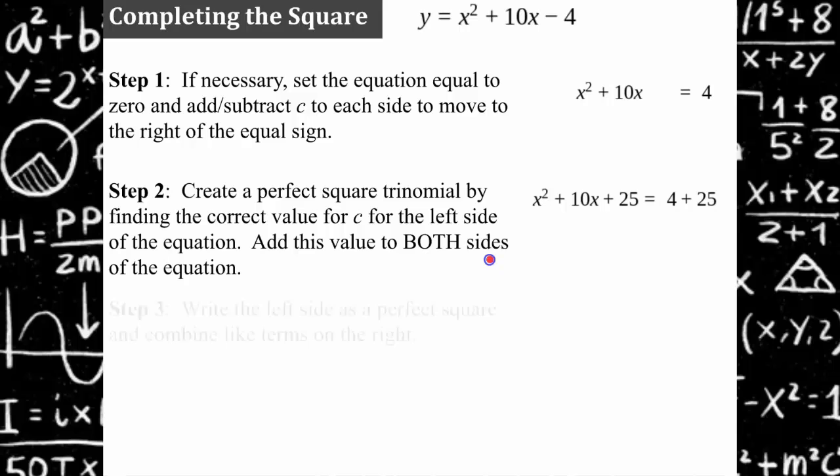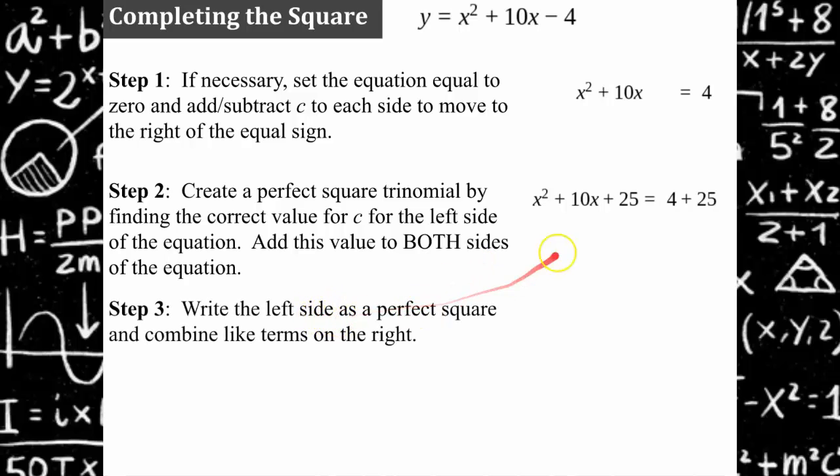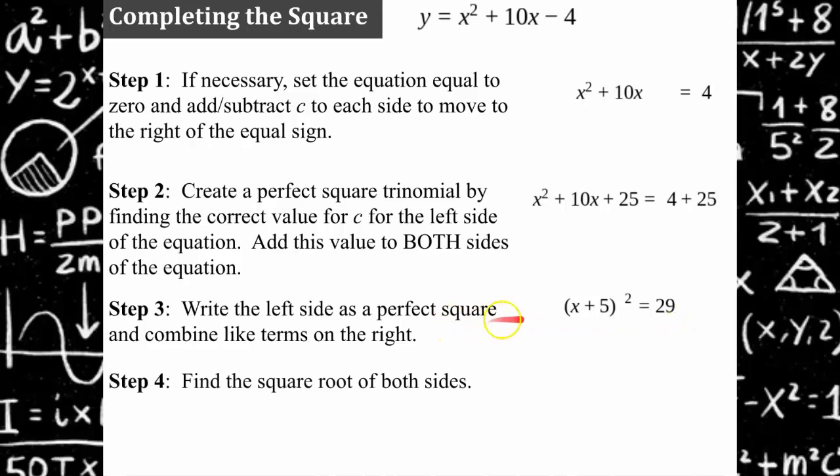So this next step, step 3, we're going to write the left side of this equation as a perfect square, and we're going to combine the like terms, the constants on the right side. So that would look like this. X plus 5 squared equals 29. So now we're going to do what we know to solve. We're going to do the inverse of this. We're going to find the square root of both sides, and as long as I do it to both sides, it's legal. So the square root of both sides of this equation.